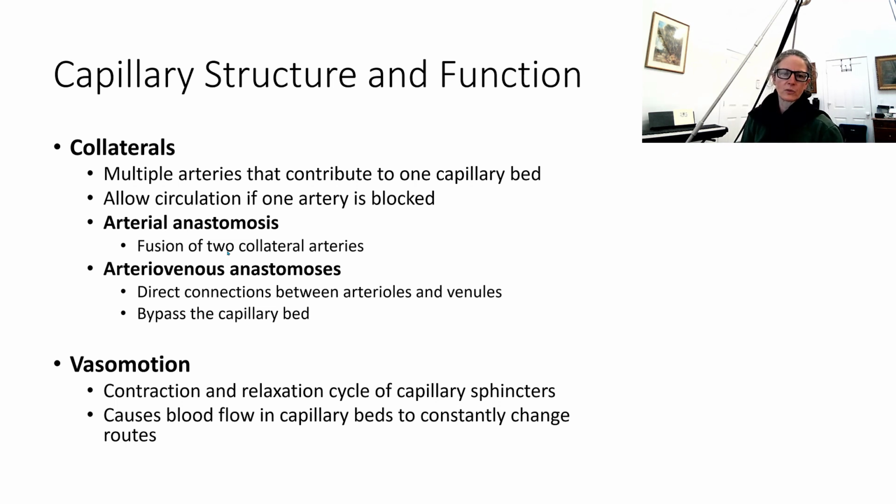We see them in the heart as well. And this is basically, once again, just an alternate route that allows as sort of an insurance policy in case one route gets blocked, then you have another one that may be able to perfuse the same tissue so that you don't have any serious damage from hypoxia or lack of perfusion. Then we also have arteriovenous anastomoses, and these are direct connections between arterioles and venules. And these basically will be a direct bypass of the capillary bed.